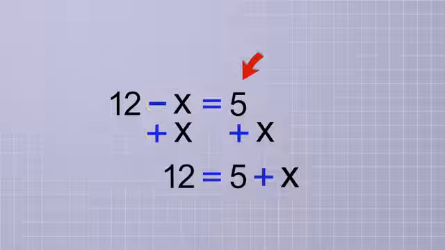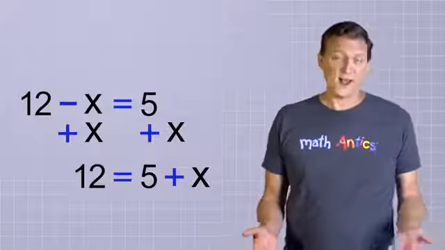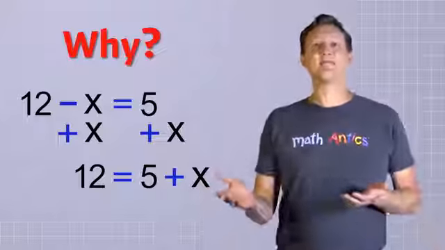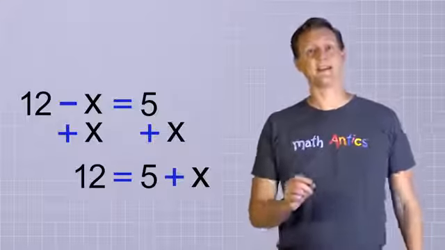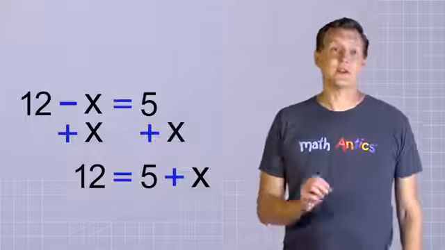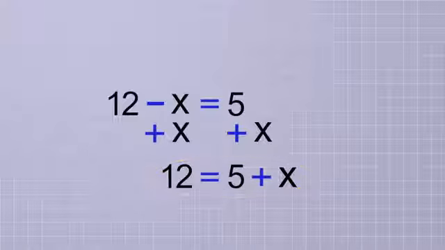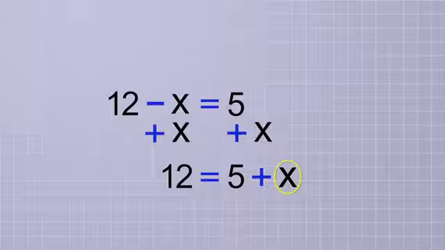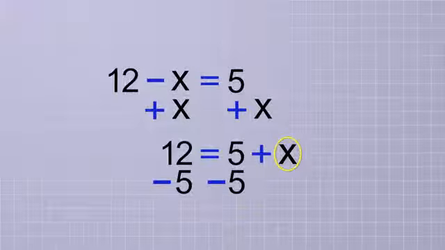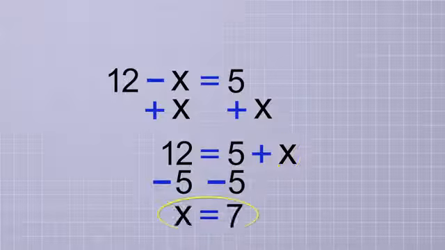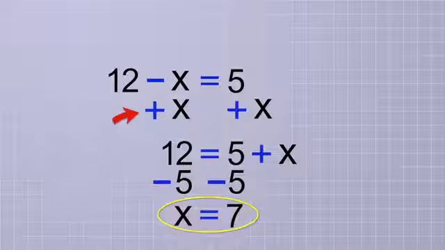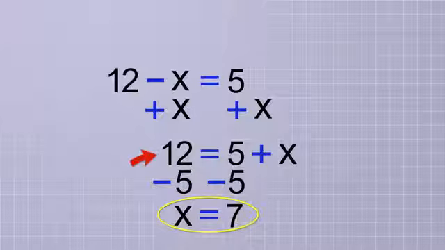Now our equation is 12 equals 5 plus x. And you might be thinking, but why would we do that? That didn't even solve our equation. That's true. But it changed it into an equation that we already know how to solve. Now it's easy to see that we can isolate the unknown just by subtracting 5 from both sides of the equation. And that will give us 7 equals x, or x equals 7. It just took us one extra step to rearrange the equation, but then it was easy to solve.